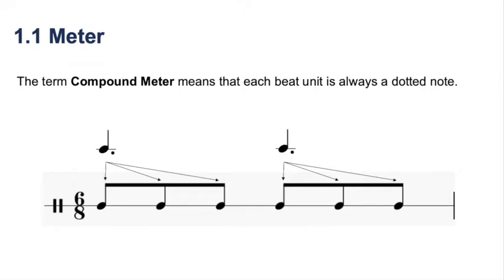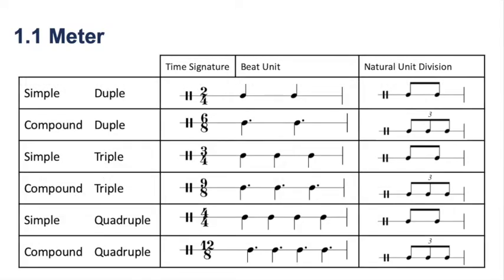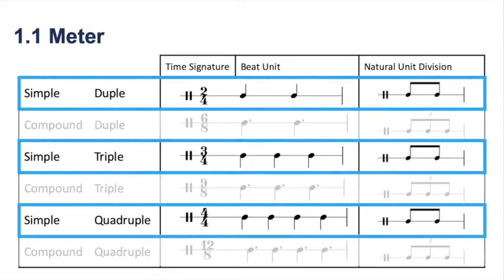The term compound meter means that each beat unit is always a dotted note. This means that the beat units are grouped in threes rather than twos. We will be focusing on simple meters. Simple meters offer a more accessible path towards subdivision due to their inherently basic structure.